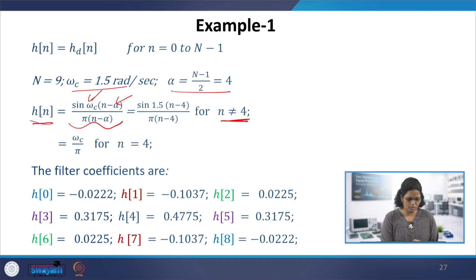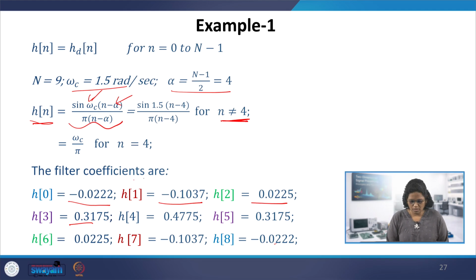Now for n equal to 0, we get minus 0.022, and n equal to 1, we get the sample as this, the coefficient from this. N equal to 2, this is 1, and n equal to 3, and for n equal to 4, we get omega c by pi. N equal to 5, 6, 7 and 8, these equations. So if we observe these coefficients, this is the designed filter, or the filter coefficients obtained for the problem given.